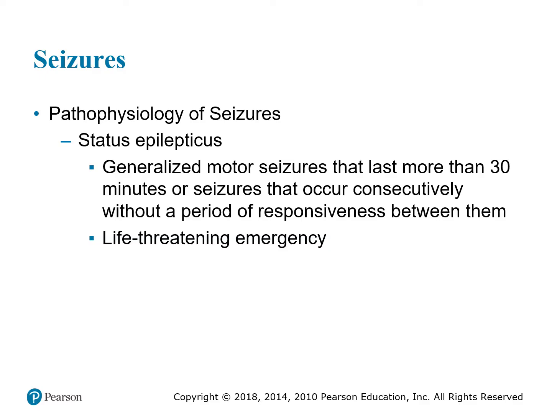Now, obviously, we're not going to sit there for 27, 28 minutes and think, it's not status yet. So the rule is that if the seizure has lasted longer than 5 minutes, it more than likely will develop into status. So if the seizure has been going on for longer than 5 minutes, it's safe to say this is status epilepticus, and we need to initiate transport.